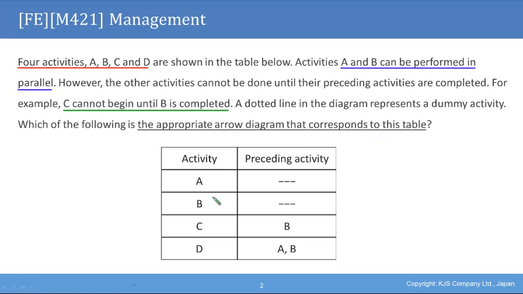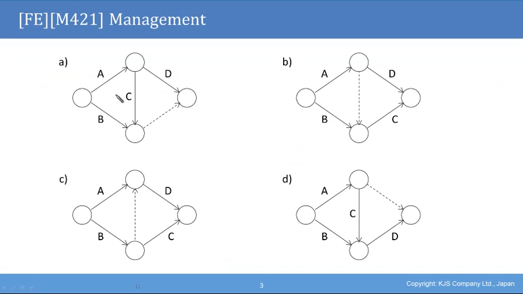So we have the table here, which shows activities A and B showing no preceding activities, and C and D both having a preceding activity. C requires the completion of B to proceed, and D requires the completion of both A and B. Let's have a look at the options that we have. The options are A, this diagram, B, C, and D.